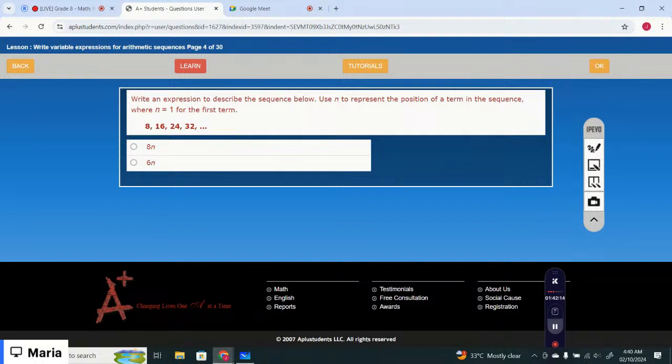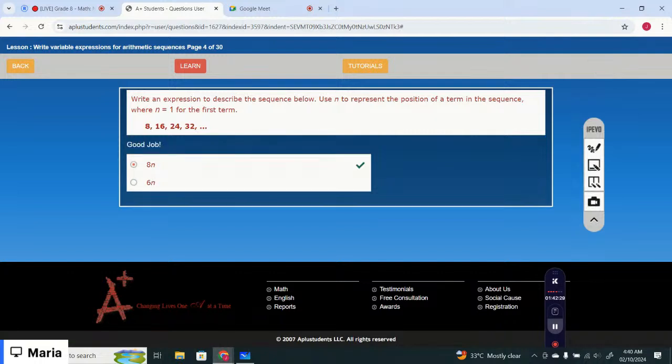So which is the correct option? 8, 16, 24, 32. They all are the multiples of 8, right? 8 times 1 is 8, 8 times 2 is 16, 8 times 3 is 24, and 8 times 4 is 32. So the correct option is option number 1, that is 8 times n.